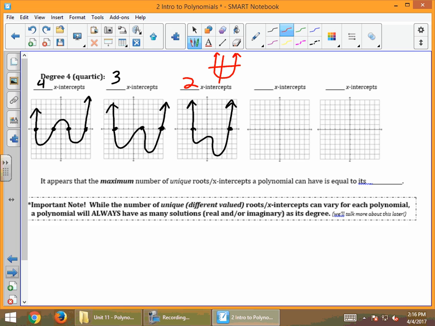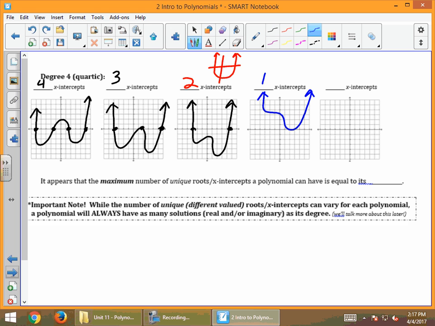What about an example where it has 1? What would that look like? Anyone have an idea what it would look like if it just has 1? Yeah, basically one curve goes up higher, the other just touches the x-axis and goes down. Perfect. So we might have a curve like this. It kind of snakes. It comes down, it touches the x-axis, and then it goes back up. There's still 3 curves. It's still a quartic. It only touches 1 time.